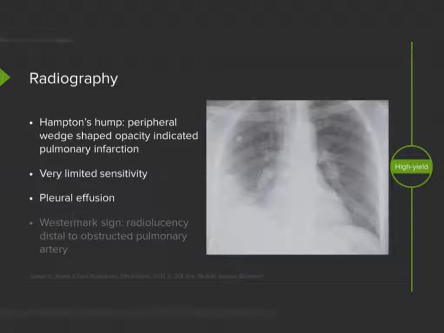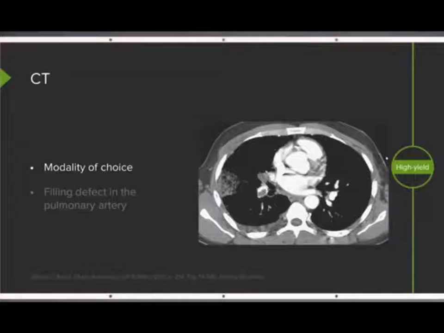You can have pleural effusions. You can have what's called the Westermarck sign, which is a radiolucency distal to the obstructed pulmonary artery. But these are all very vague findings and nothing really definitive to help you diagnose a PE. CT is really the modality of choice, and it really has to be performed with contrast.